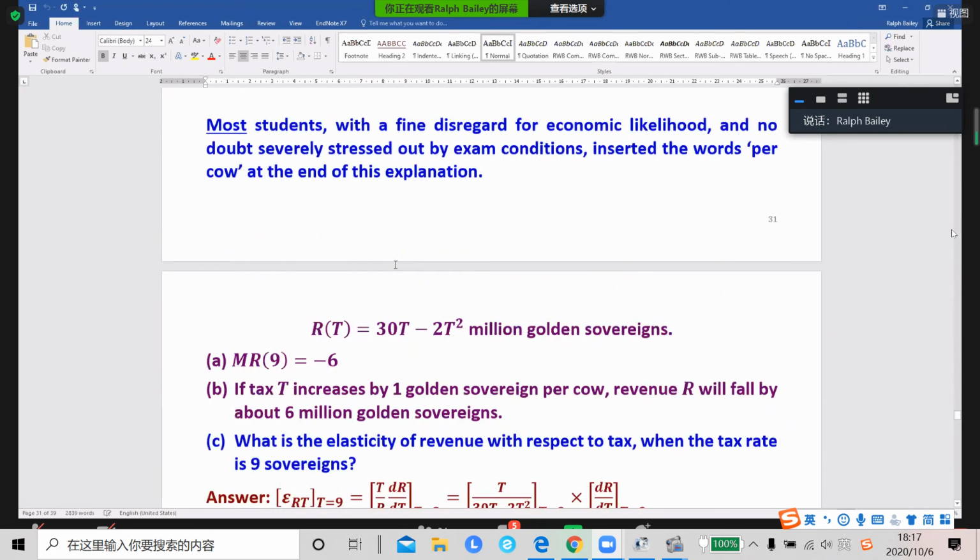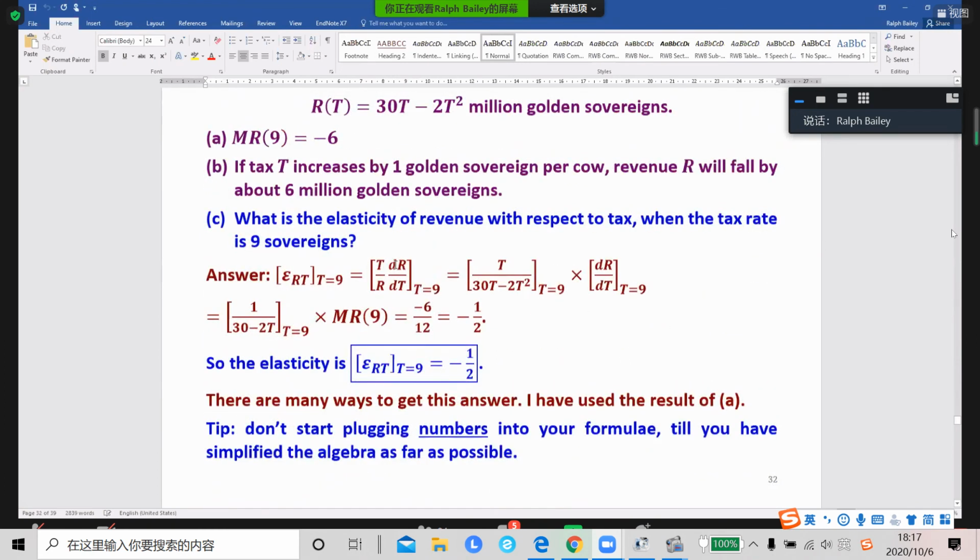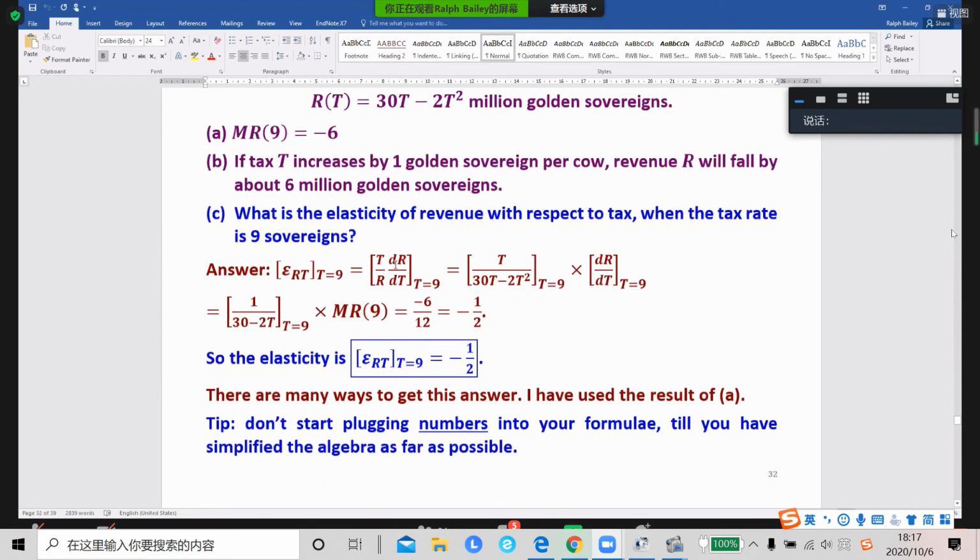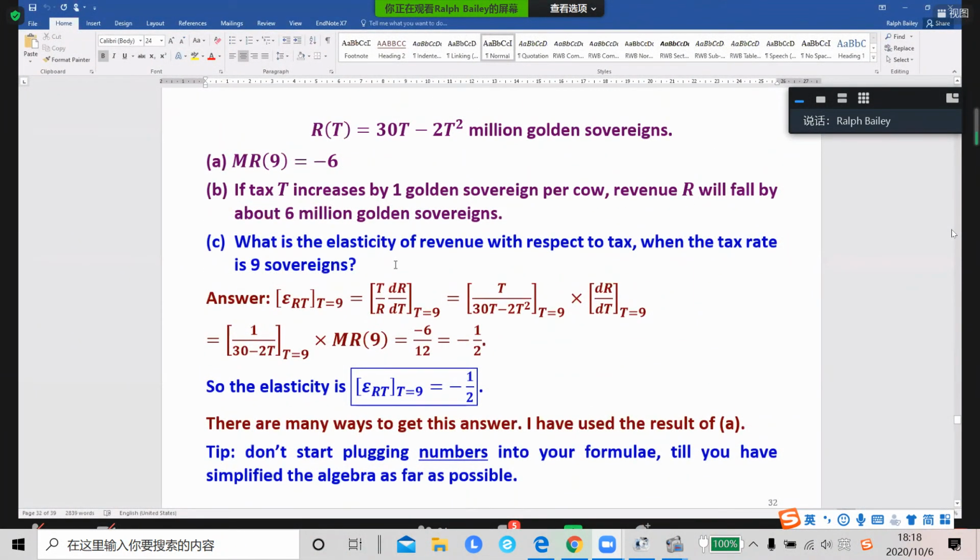Third part, what's the elasticity of revenue with respect to tax? We work through the algebra here. We get, again, a nice simplification, and the answer is minus a half. Even if you know a value like T, don't plug it into your algebra too soon. You probably find you have to carry a complicated numerical expression too far down the page. You get more insight if you don't substitute in too soon. So it's minus a half.